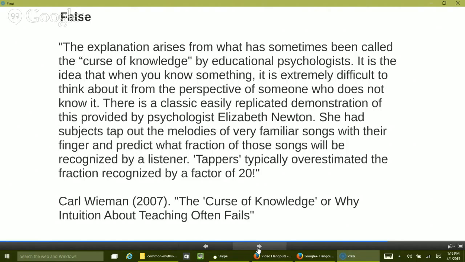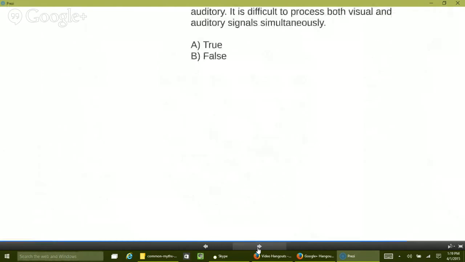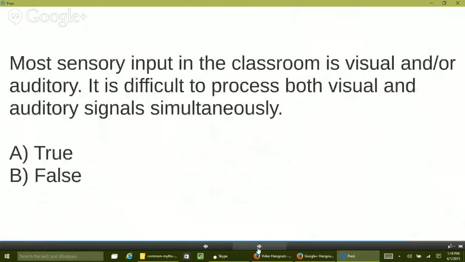Okay, the next thing. Most sensory input in the classroom is visual or auditory, and it states that it's difficult to process both visual and auditory signals simultaneously. We've probably seen a lot of examples of this here.